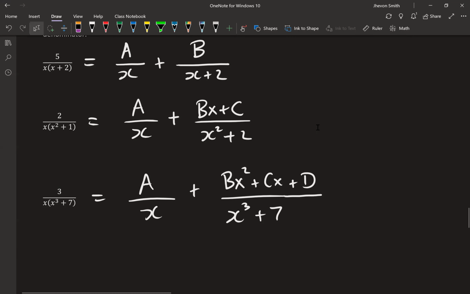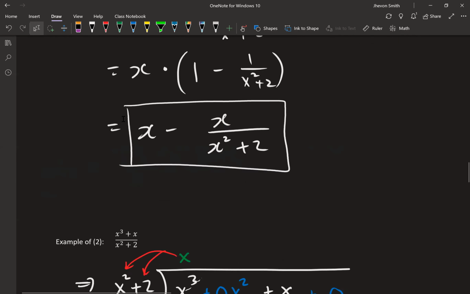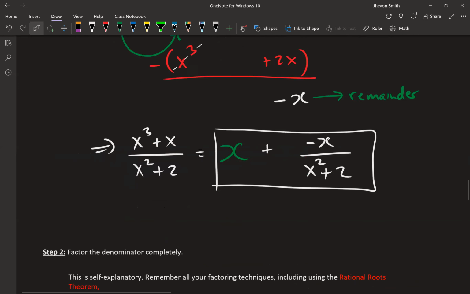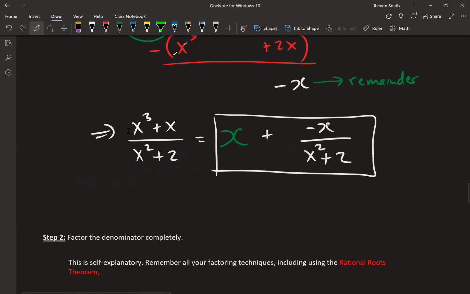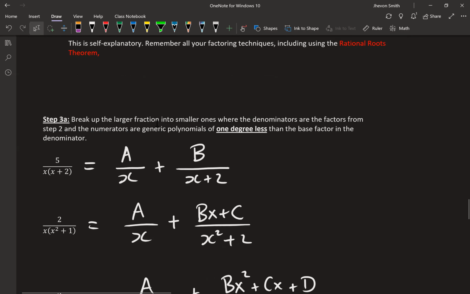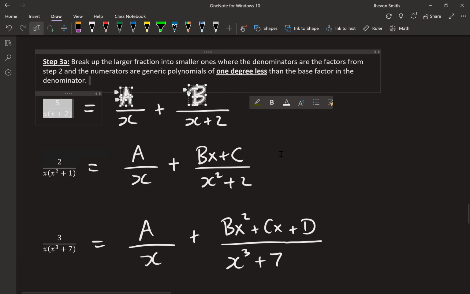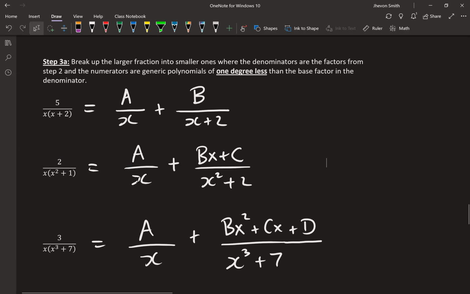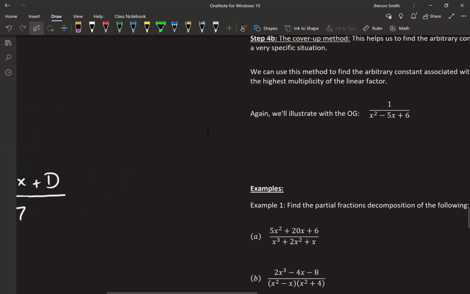Okay, got it, good. So that is step 3, right? First step, make sure it's proper. If not, do long division or whatever if you have to. Now, it's possible that after doing this, you don't even need this method, but you might. The next step would be to factor the denominator completely. Once you have that, you can break up the bigger fraction into smaller fractions where the denominators are each of the factors and the numerators are specifically 1 degree less. Okay. Now, here is part 3, part B.